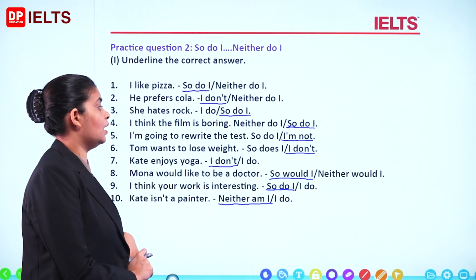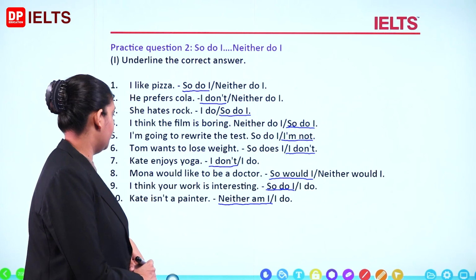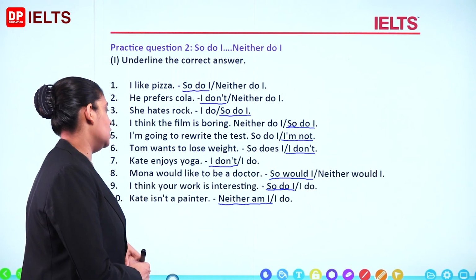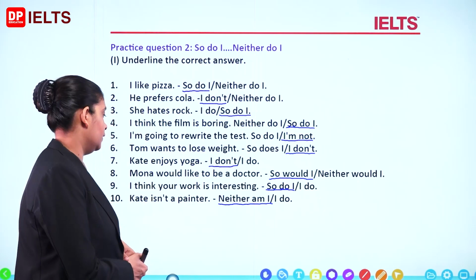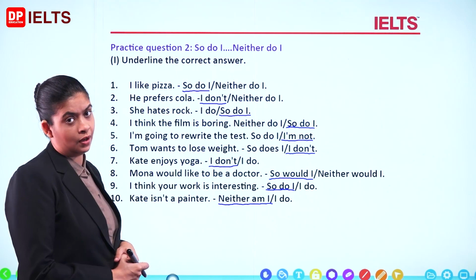Tom wants to lose weight. I don't. Kate enjoys yoga. I don't. Mona would like to be a doctor, so would I. I think your work is interesting, so do I. Kate isn't a painter, neither am I. That's the negative form. I'm not a painter either, so we say neither do I.